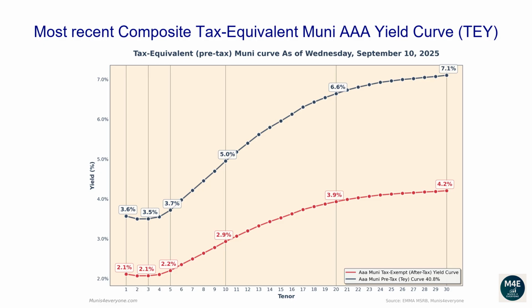The one-year tax-exempt yield is 2.11%, corresponding to a 3.56% tax-equivalent yield for investors in the top tax bracket. The two-year tax-equivalent yield is 3.5%. The 5-year tax-equivalent yield is 3.72%. The 10-year tax-equivalent yield is 4.95%. The 20-year tax-equivalent yield is 6.64%. The 30-year tax-equivalent yield is 7.1%.